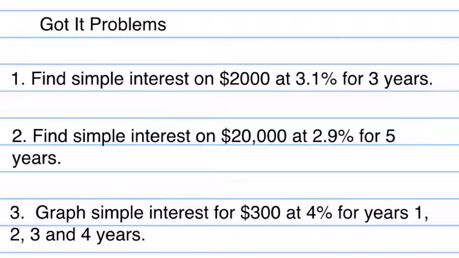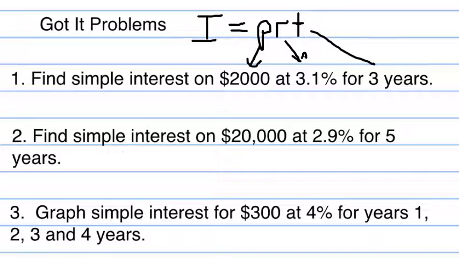Okay, here are your 3 got it problems. The first one is to find simple interest on $2,000 at 3.1% for 3 years. You're going to use the formula I equals PRT, and you're just going to replace P with the principal, R with the rate, and T with the time, and multiply that out. Same thing for number 2. This could be an example of a car loan. You're borrowing $20,000 at 2.9% for 5 years. Okay, how much interest are you going to pay each year?